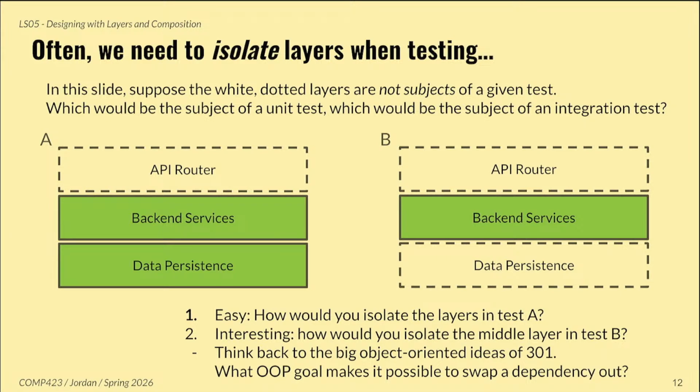How would you isolate the layers in A? If you needed to write a test, how do you think you would set up A to test it? You can wave your hands and just describe this at a high level. That one's pretty straightforward. But how would you set up B in order to test it and isolate the backend services from the data persistence layer below it? You don't need a specific solution to this. You're not writing code or anything.